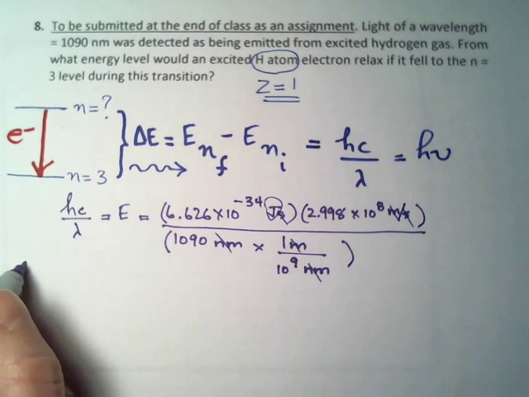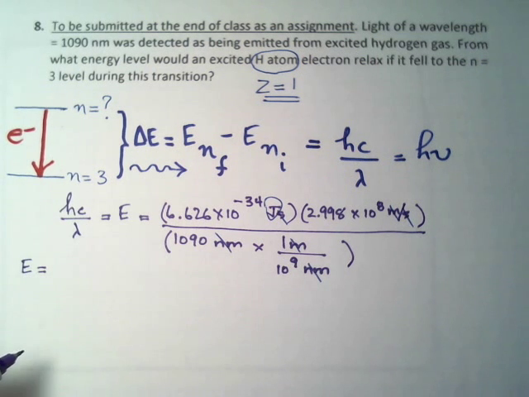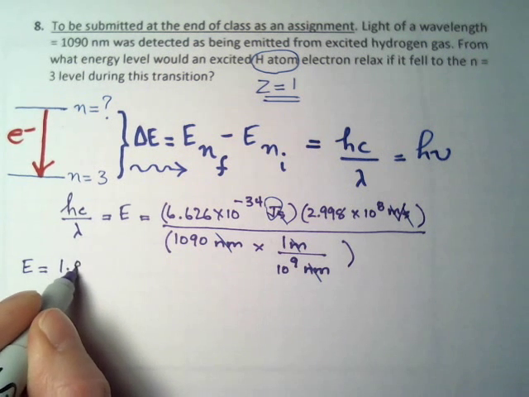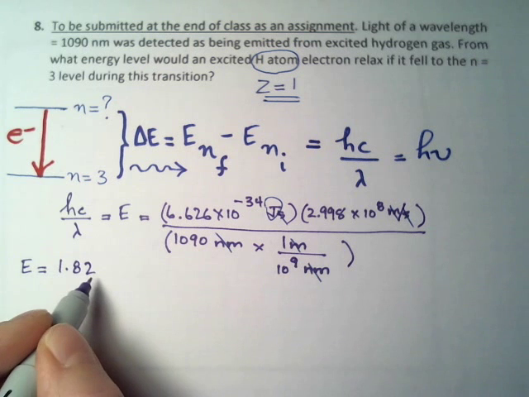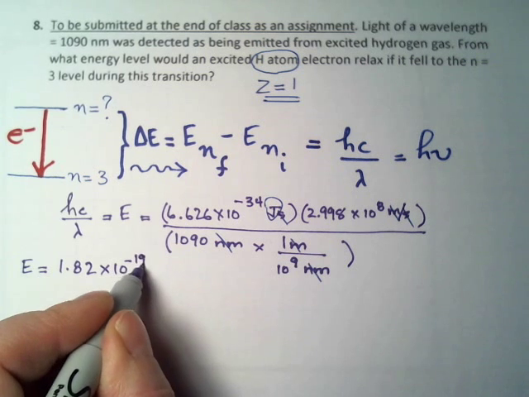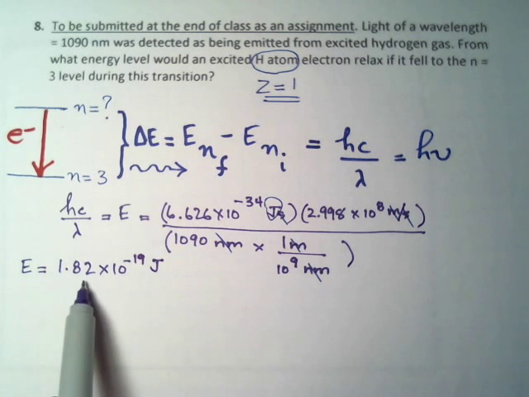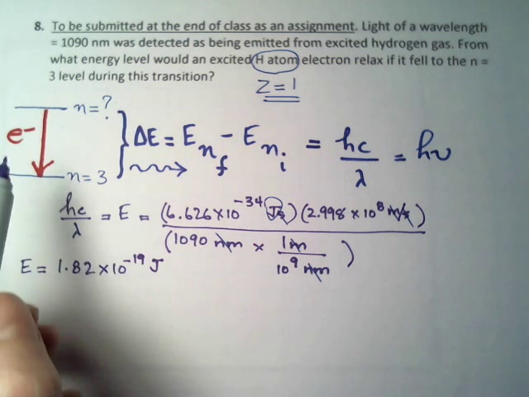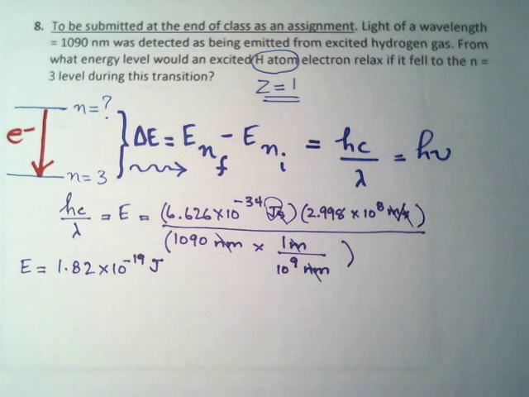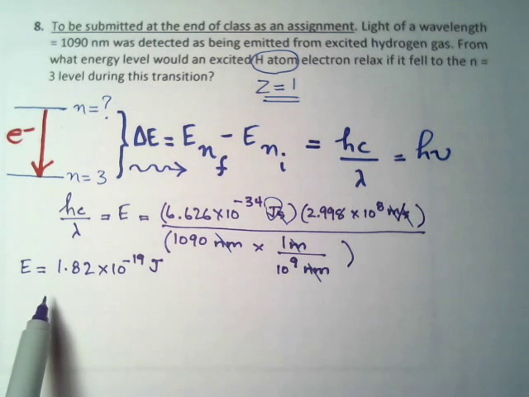Okay, so the energy of each photon emitted during this transition is 1.82, and there's another 2 on there, but I'll just trim it at that, times 10 to the minus 19 joules. That's the energy of each photon emitted. So every time an electron relaxes, a single photon is emitted. Because we can see this light, you can imagine how many electrons are relaxing, or how many atoms there are in which electrons are relaxing.